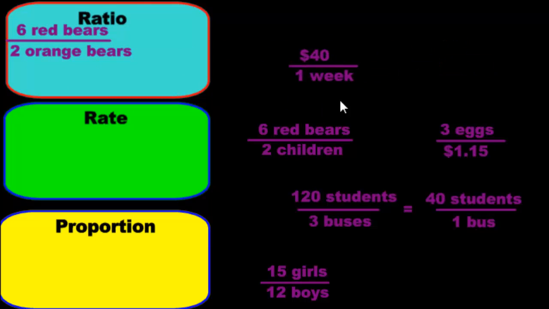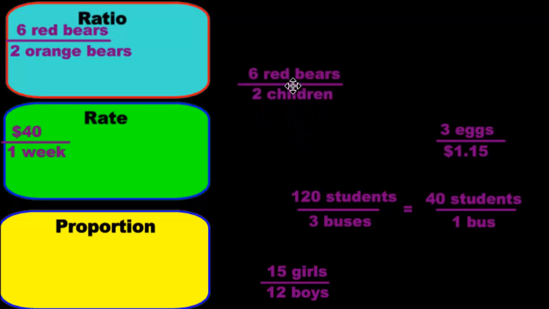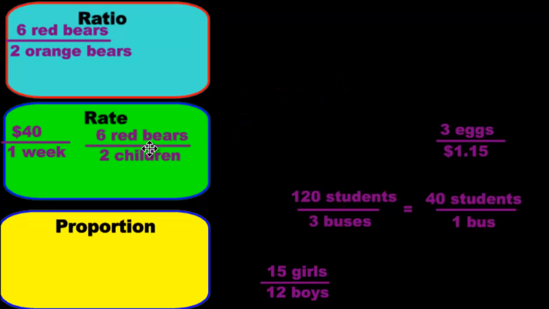How about $40 in a week? Right, they're different. This is money, this is time, so that belongs in the rate category. How about red bears to children? Yes, rate, because the units are completely different. We've got bears and we've got kids. They're not even related. So we can put them under the rate category. Some people could probably start debating this, and I'm not going to go there. I'm going to say that's good enough to qualify as a rate for me. We've got eggs and we've got dollars. Yes, rate.